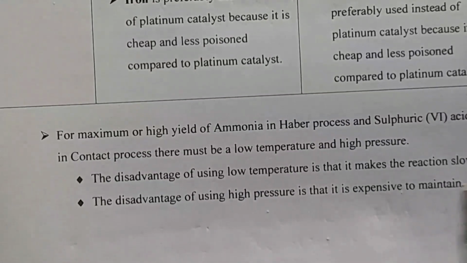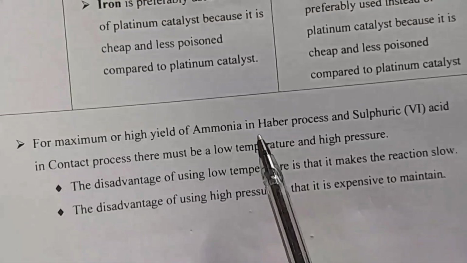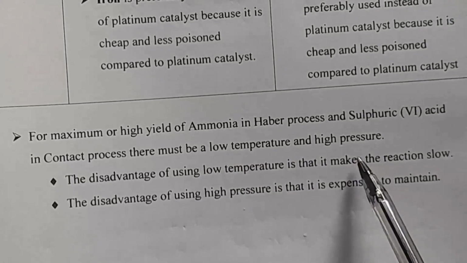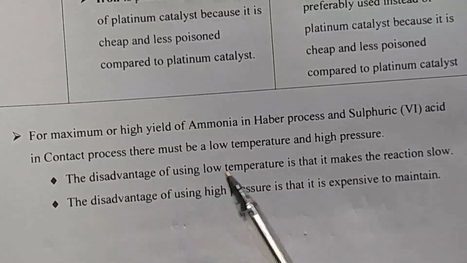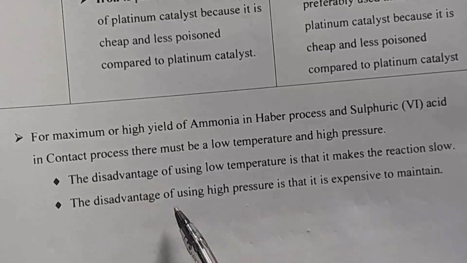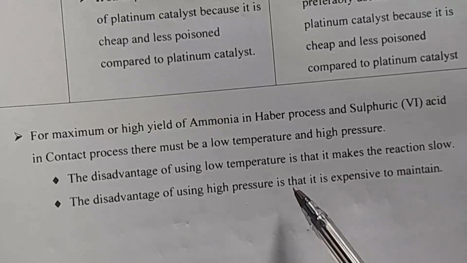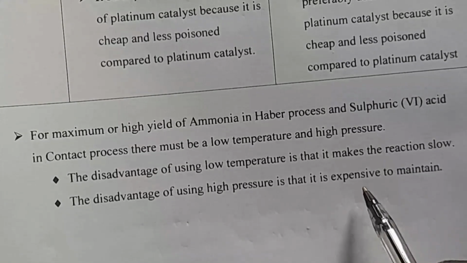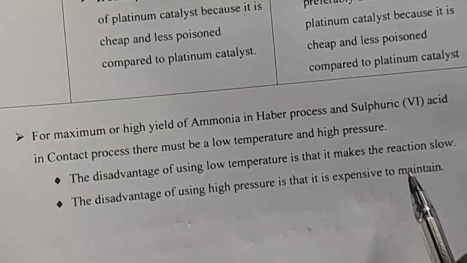So we are told that for maximum or high yield of ammonia in the Haber process and sulfuric acid in the contact process, there must be a low temperature and also high pressure. But if you remember, the disadvantage of using low temperature is that it makes the reaction slow. Then the disadvantage of using high pressure is that it's expensive to maintain, because high pressure requires expensive apparatus, which requires high expenses. Hence, it makes the process or the plant expensive to maintain.